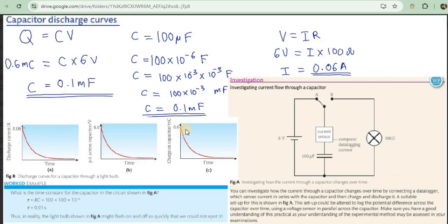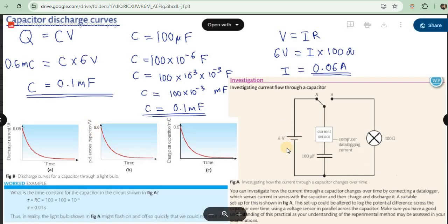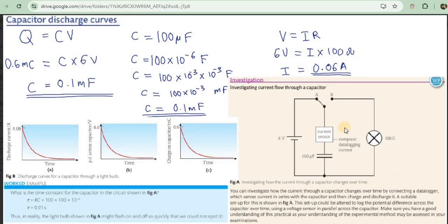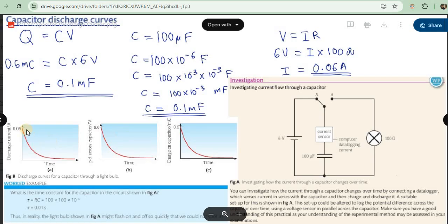So now you learned how to find the initial current, how to find the initial charge on the capacitor, that is the charge on one plate of the capacitor, and also you learned how to find the potential difference across the capacitor. The initial potential difference is 6 volts because that's the potential difference or the EMF of the cell. So it was fully charged, so that's why initially when it gets discharged, when the time is 0, this is 6.0 volts. So now you understand how to find this and also this.